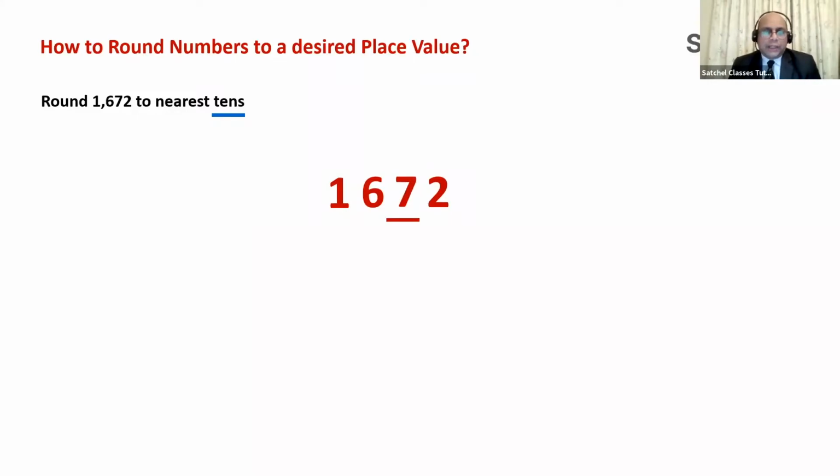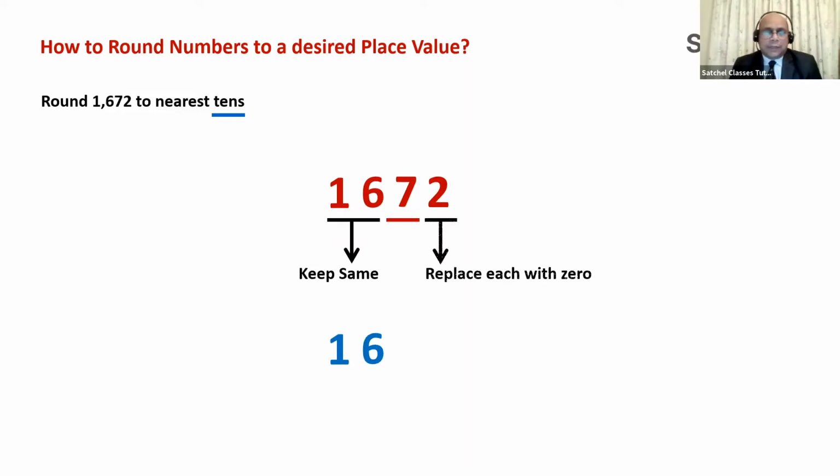Now, all the digits preceding 7, you need to put these as they are. So keep them the same. So 1 and 6 will go as they are in the final answer. The digits which follow 7 will all be replaced by 0. So each of those digits will be replaced by 0. In this case, there's only one digit after 7, which is 2. So we'll replace that with a 0.